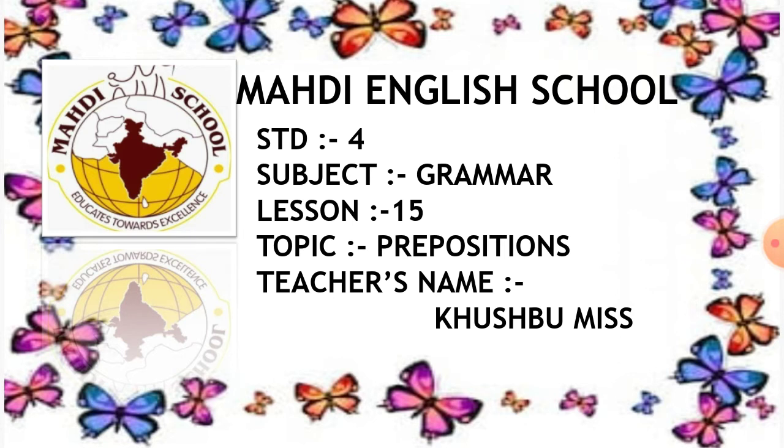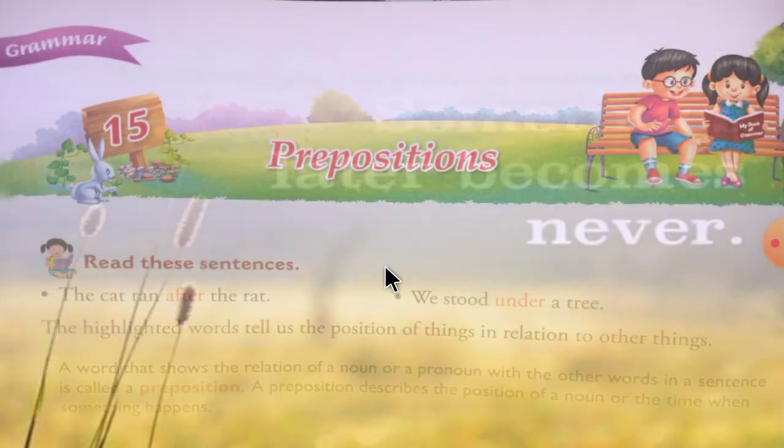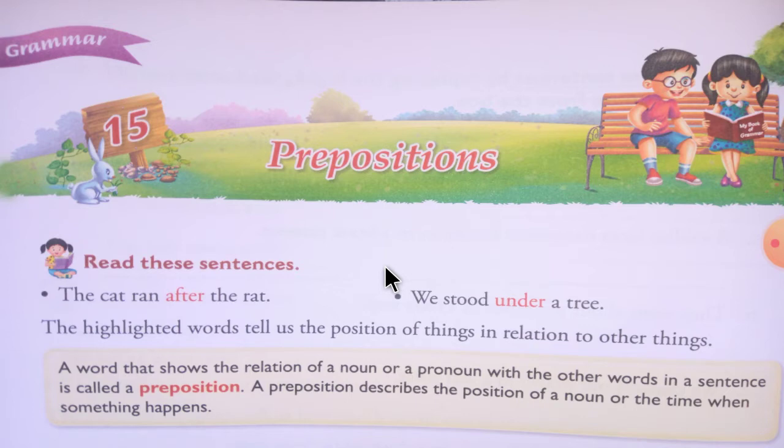Okay? So, let's begin today's session with a beautiful quote. Do it now, sometimes later becomes never. It means whatever you want to do, don't depend on tomorrow. Do it now. Right? Now, let's see prepositions.